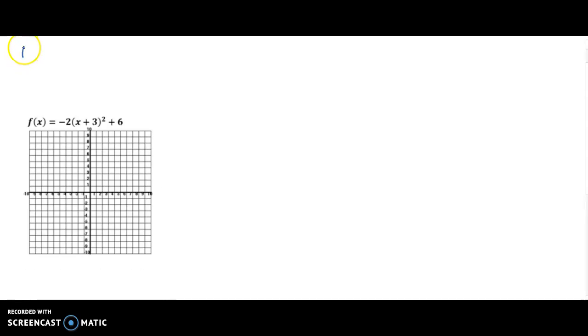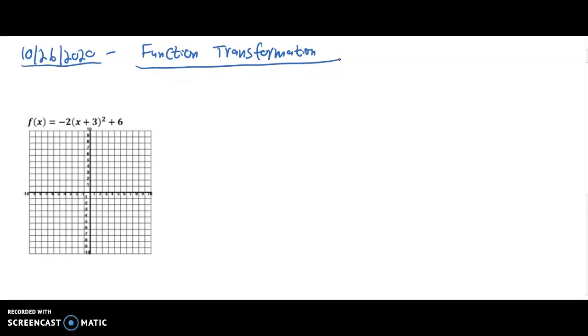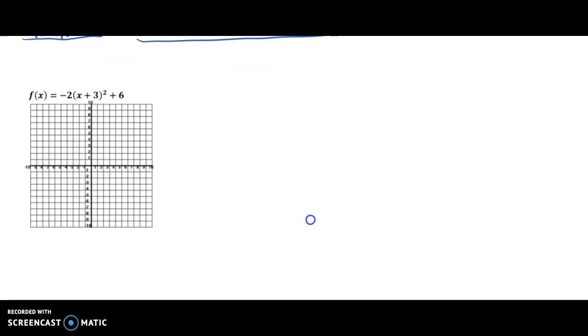Today is Monday, October 26th, and today we are going to look at a review of function transformations, where a transformation just means that we have taken a function and moved it around on the graph. Great, we're going to learn by doing today. We're just going to dive into our first example.